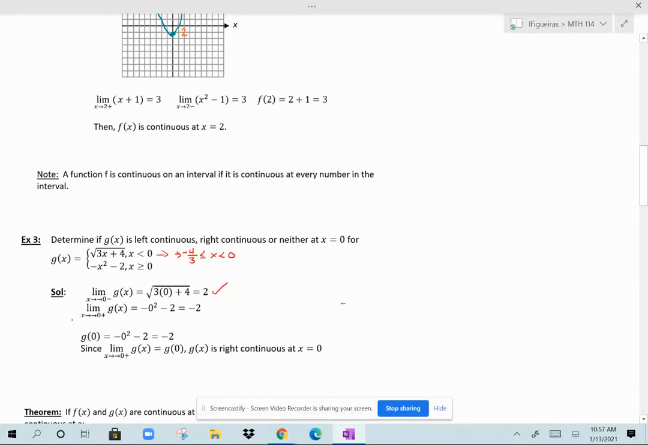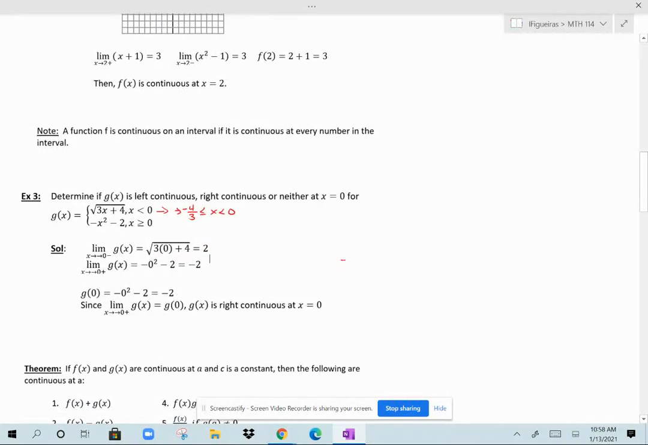When I'm considering the limit on the right, to the right of 0, that's when it's greater than or equal to 0. That's then the parabola. By direct substitution, I plug that in, and here I get negative 2. What that means is that the limit does not exist. Since the limit does not exist, that means it's not continuous at 0, but we can still determine whether it's left or right continuous.